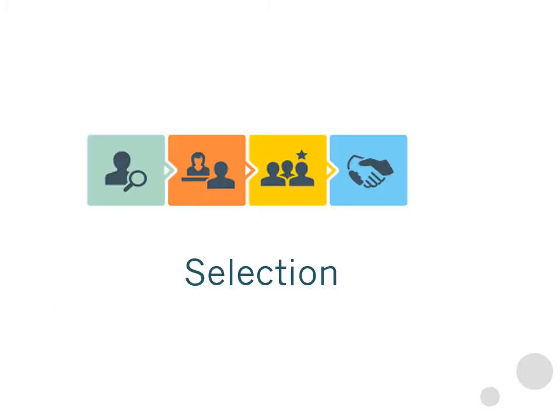So now we're going to talk about selection. At this point, we would have picked a recruitment method. We would have recruited some people using common methods aimed towards millennials, and now it comes to picking which candidate to hire. So this is nearing the end of the recruitment process.